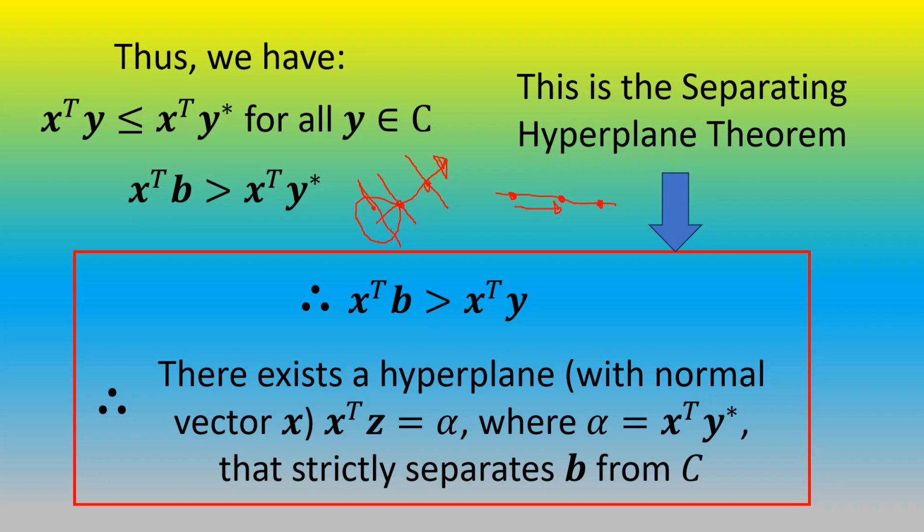And therefore, x transpose y star separates the two regions, because all y in this region is in C and all the other values are not in C. And this x transpose y star value separates C from not C. And that is the separating hyperplane theorem. Pretty cool.